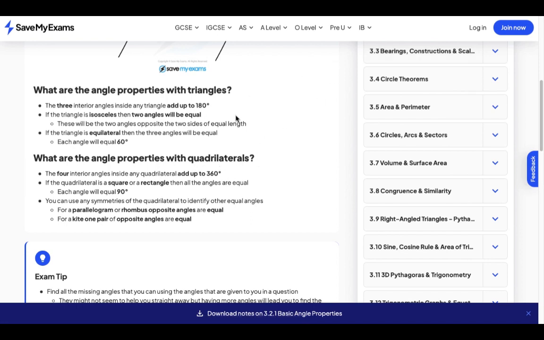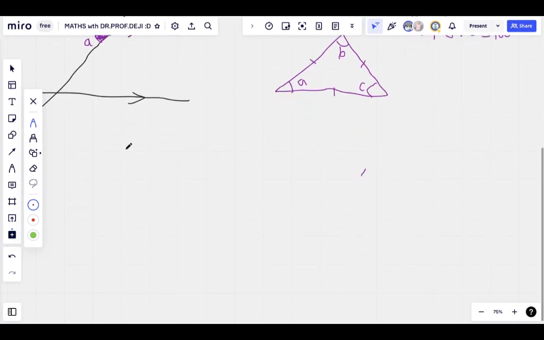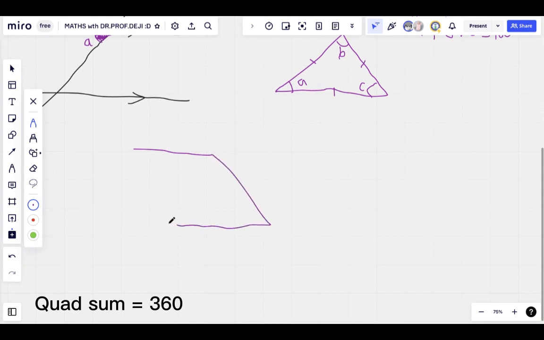Now for a quadrilateral, quadri means four sides. A quadrilateral could be a trapezium, a rectangle, a parallelogram, or a square. All of these four-sided shapes are called quadrilaterals, and the sum of the angles is 360 degrees. For example, a trapezium is an example of a quadrilateral, and all its angles will sum up to 360.